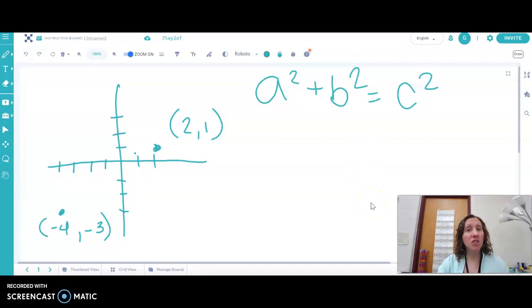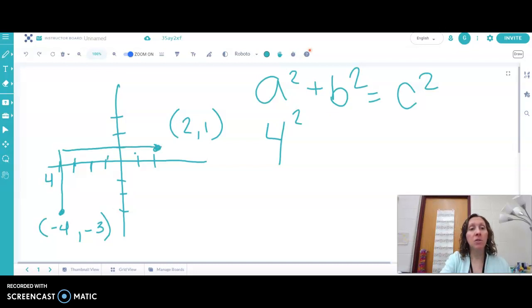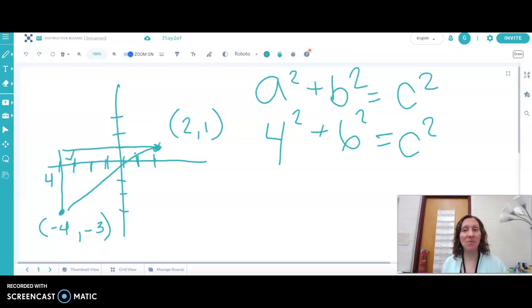So if we have these 2 points, we could look at the rise, which we're going to go up 1, 2, 3, 4. Okay, let's maybe say that's what A is. That'll be one of the legs. And then we'll run across 1, 2, 3, 4, 5, 6. So 6 would be the other leg. And that is equal to the hypotenuse, which we'll call C.